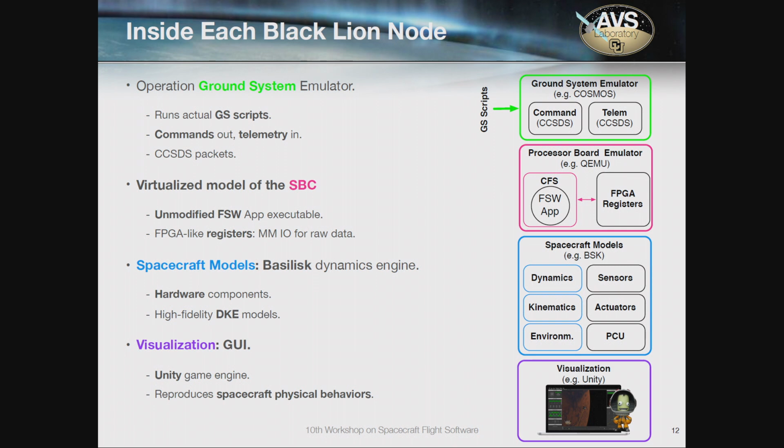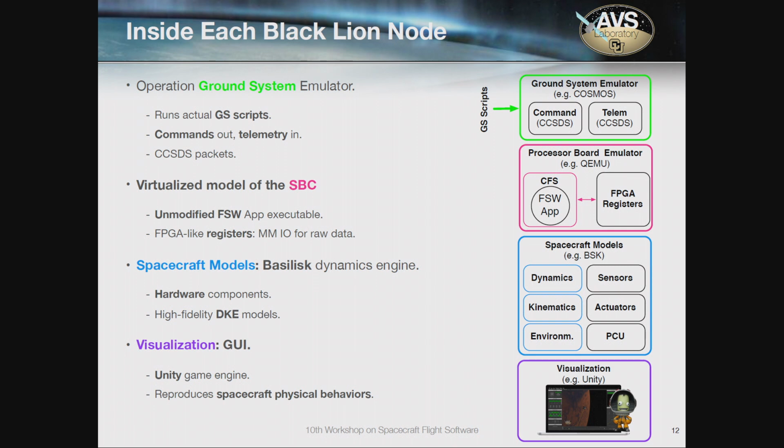The second component is the virtualized model of the single board computer, for instance QEMU, which I believe is also open source. Inside the processor board emulator, we essentially find the modified flight software executable and also FPGA-like registers, because we are interested in simulating these registers and providing the functionality. What we currently have is just a memory map for the input and output of raw binary data.